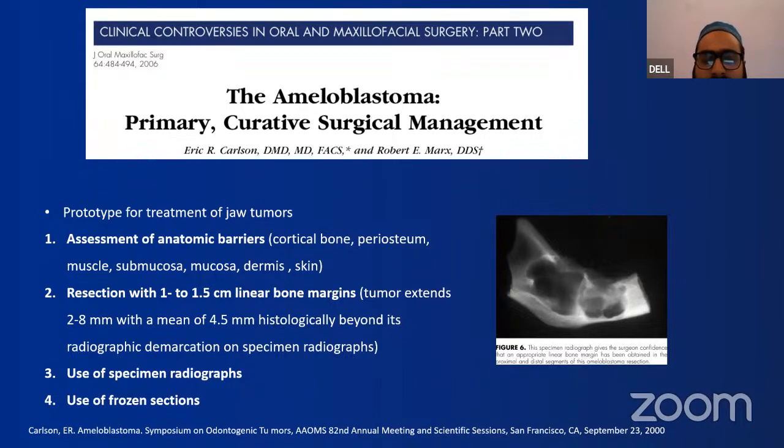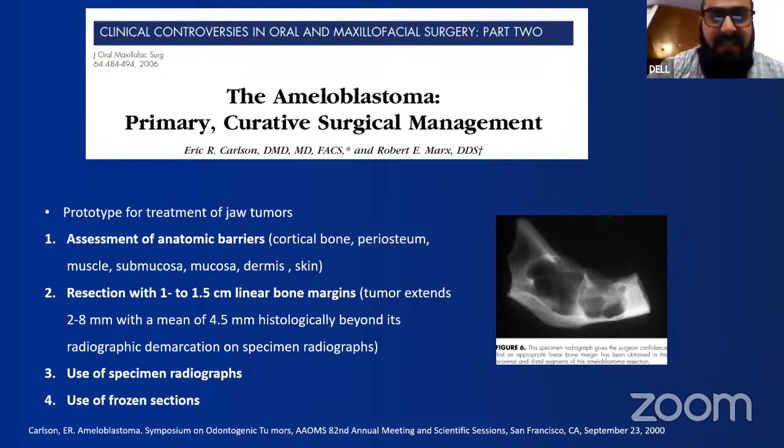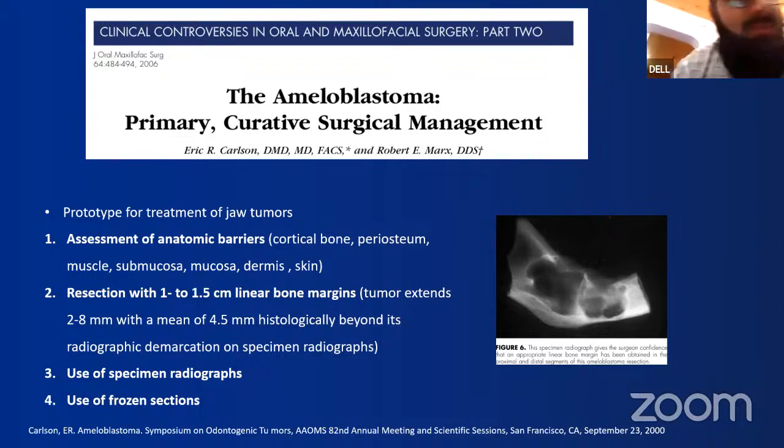However, the skin remains an effective barrier for spread of the ameloblastoma, and in most cases the ameloblastoma does not perforate the skin. The reason is its slow growth as well as the high regenerative capacity of the skin, so it remains intact in most cases. Now, after anatomic barriers are assessed, the second step is the resection of the tumor with bony margins of 1 to 1.5 centimeter, linear bony margins.